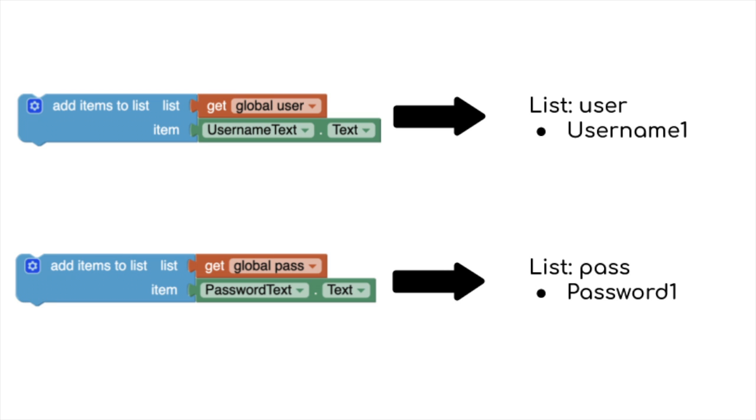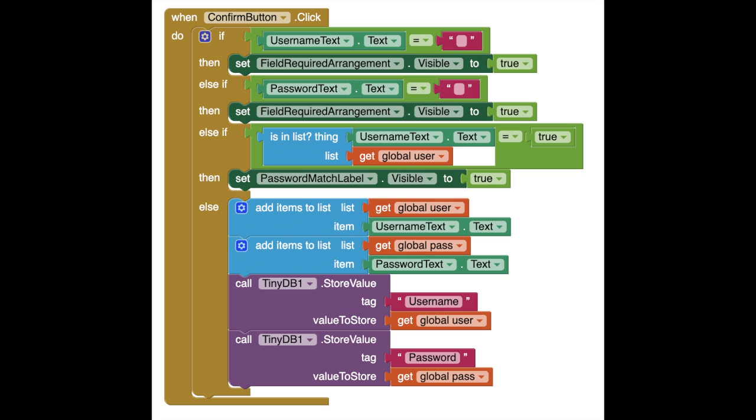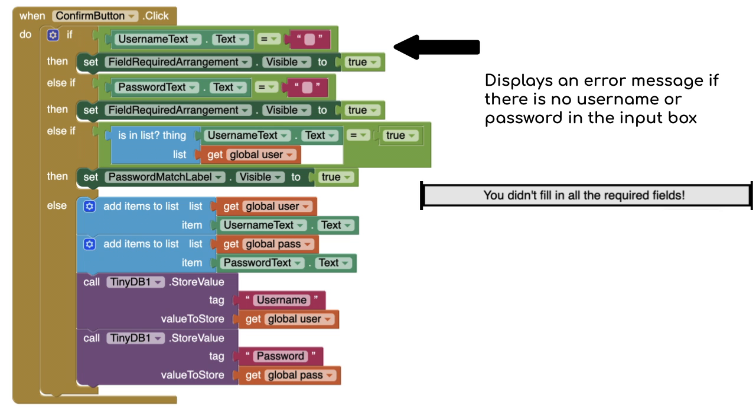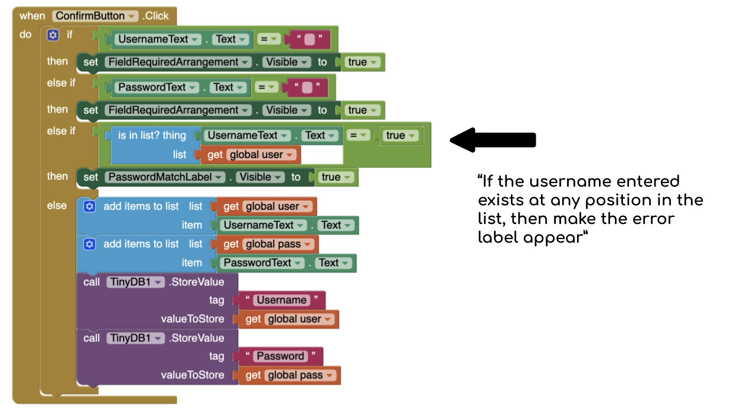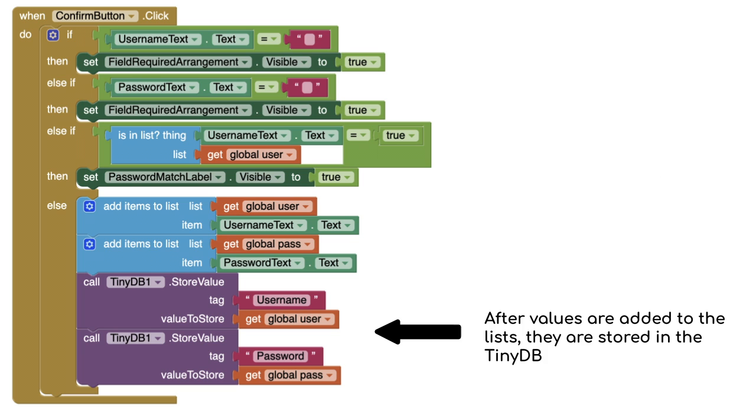But for now, back to the TinyDBs. Now that we've made an empty list, we can make our new account. This bit of code simply does 4 things. First, it checks if the input in the username box is empty, and if it is not, then it checks for the password box. If that's not empty, then it checks to see if any other account has the same username. If all of that is met, the lists are also saved to their TinyDB storage tags, username and password.